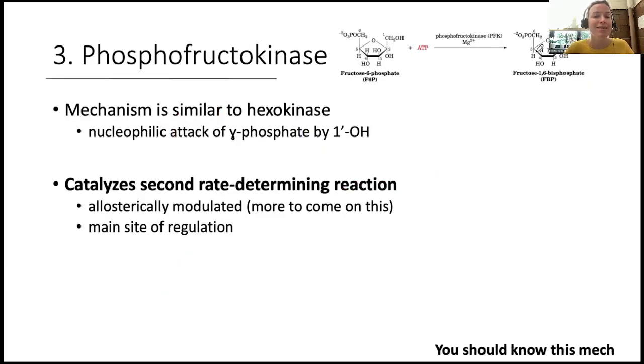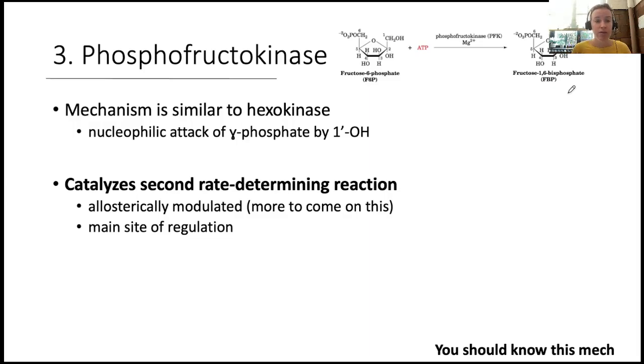The third step in glycolysis is performed by phosphofructokinase. Oftentimes this is abbreviated as PFK. This enzyme takes fructose 6-phosphate and ATP and uses this ATP to add one more phosphate onto fructose 6-phosphate, giving us fructose 1,6-bisphosphate. So now there's a phosphate attached to carbon 1 and carbon 6.